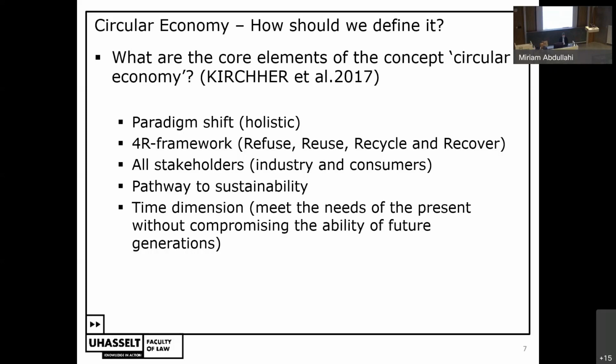It is a paradigm shift. He uses the 4R framework, which I think is good. All stakeholders of our society should be involved. It is a pathway to sustainability, one possible pathway to sustainability, not the pathway to sustainability. And it also has a time dimension, which is very important in my opinion. So that brings me to this definition.